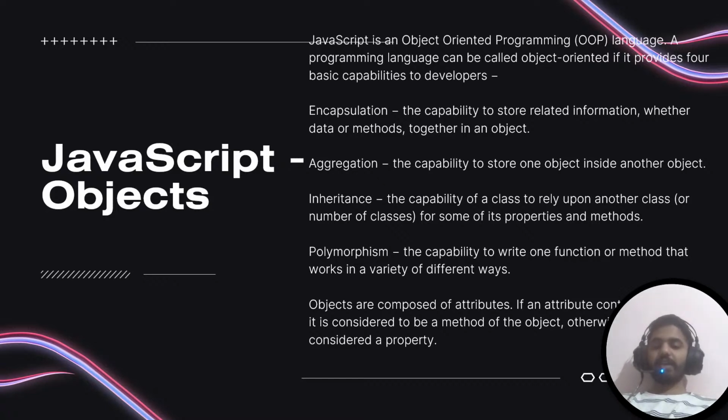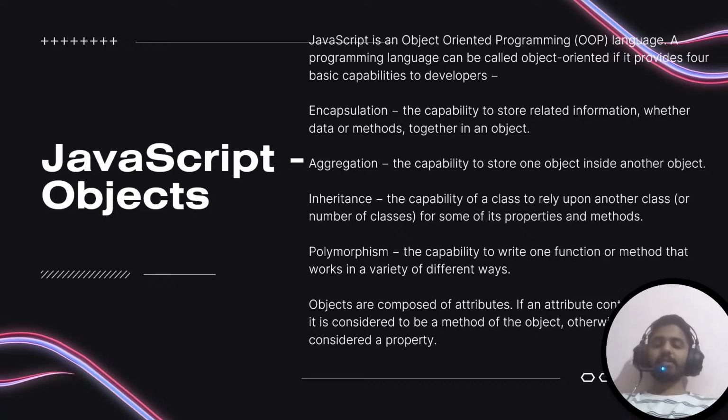The next one is aggregation: the capability to store one object inside another object. The third one is inheritance, the capability of a class to rely upon another class for some of its properties and methods, or all of them. Then polymorphism, the capability to write one function or method that works in a variety of ways. So polymorphism, what does it mean? It means various forms. We can write the same function definition multiple times but with different parameters.